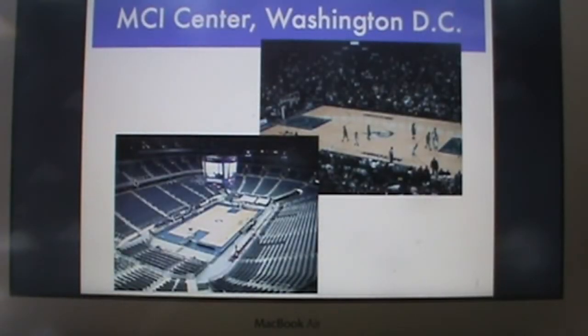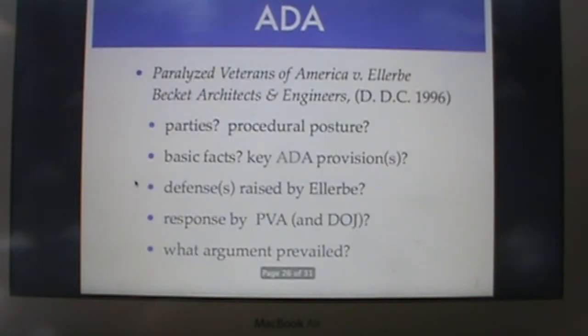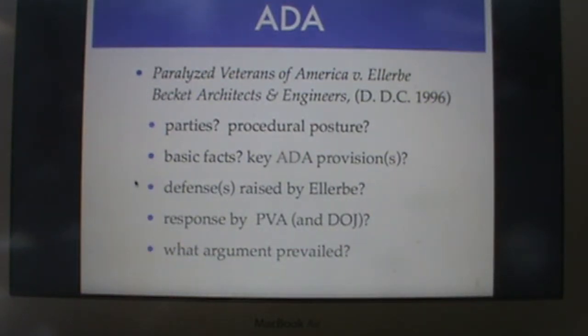There's 2 stadiums, one in each case. The DC case involves the MCI Center. And the issue in both cases is to do with accessible seating and whether people in wheelchairs have equivalent lines of sight to those who are not in wheelchairs. That fact was kind of undisputed in both cases, but they both involved a statutory interpretation issue of whether or not the designer could be legally liable under ADA.